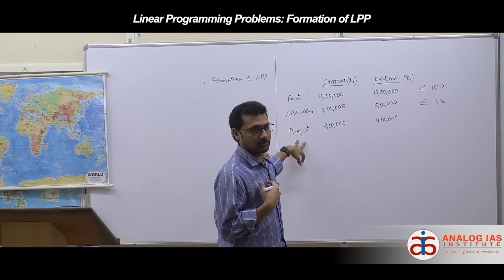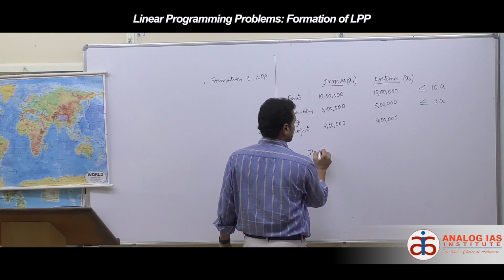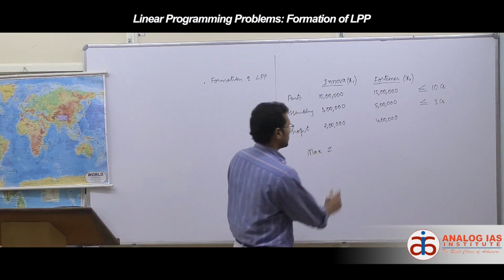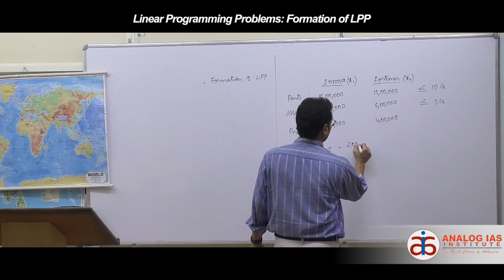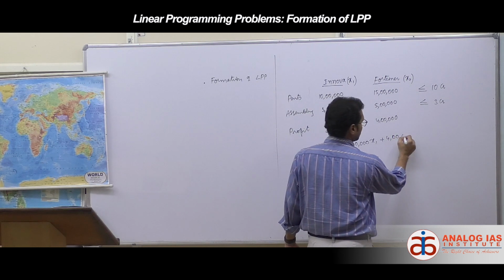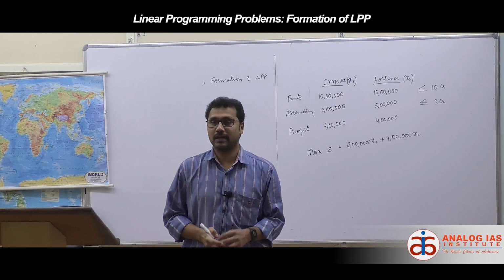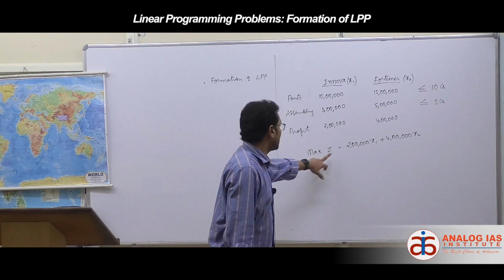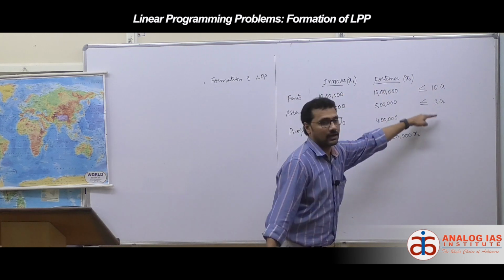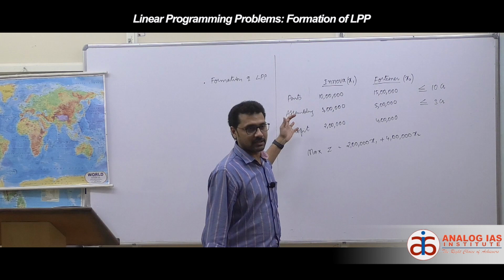So, my objective, or we call it the objective function, would be maximization of the profit, let it be function Z, which is equal to 2 lakh times X1 plus 4 lakh times X2. What should be that X1 and X2 such that my profit would be maximized within the constraints that I have here? The constraint that I have is my budget. My budget itself is my constraint.